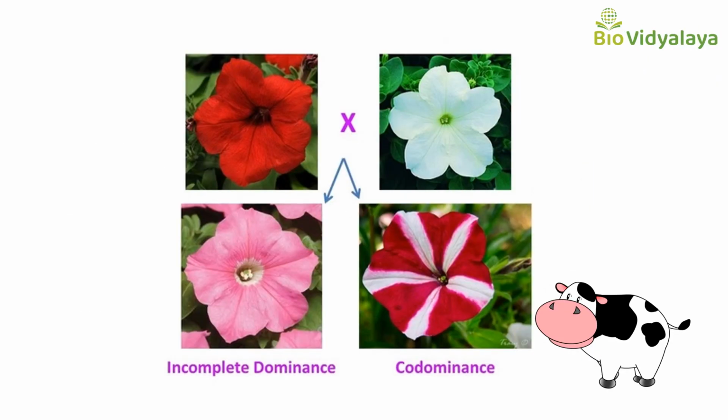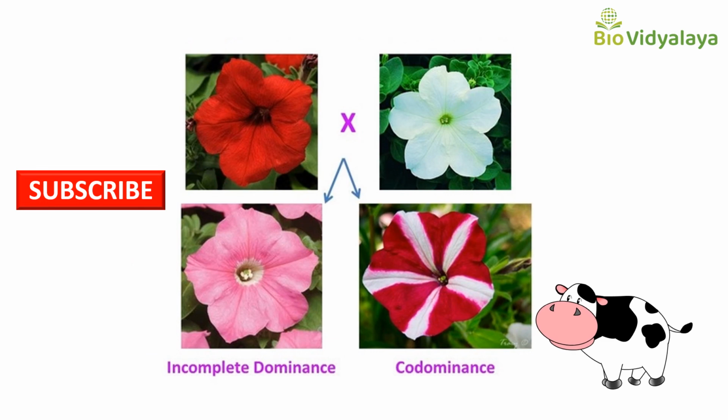So in the case of incomplete dominance, the dominant allele is not able to completely mask the expression of the recessive allele. In the case of codominance, neither allele can mask the expression of the other allele. This is a very simple concept. I think this is clear for you. Here I am winding up this video.